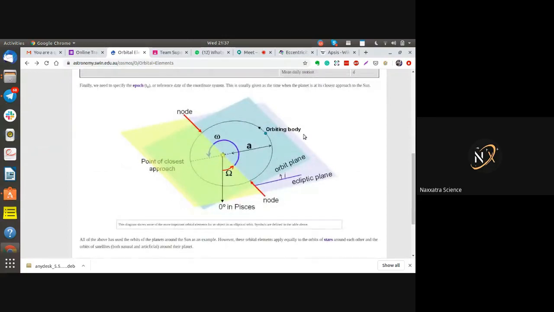I think this is a pretty good diagram. So you've got the node, you've got some orbiting body, first of all. Let's say this is the sun, right? Then you've got semi-major axis and eccentricity that defines the entire orbit. Then you've got the orbital plane, and that is making a particular angle with the ecliptic plane. So this is called ecliptic plane.